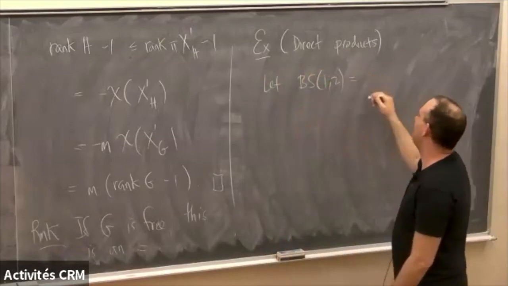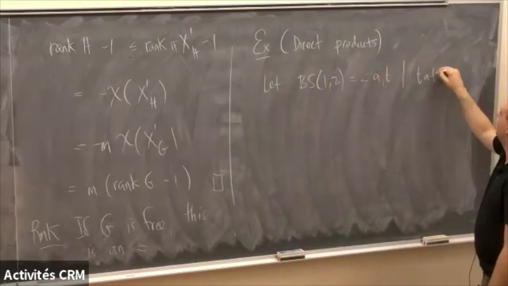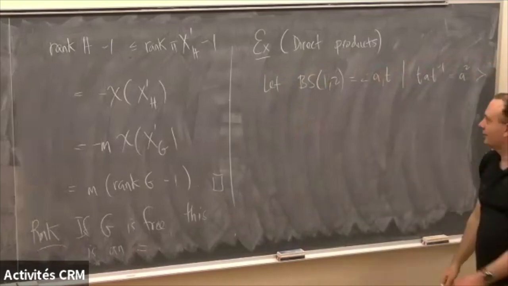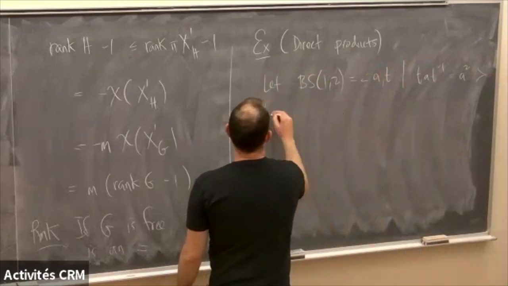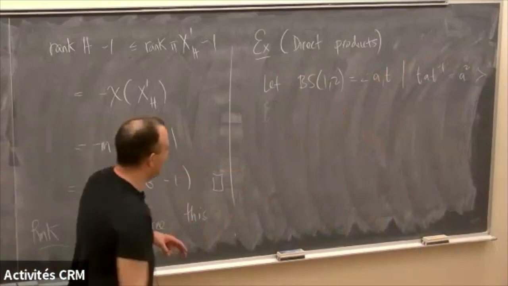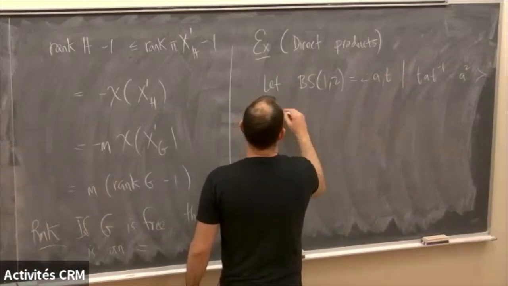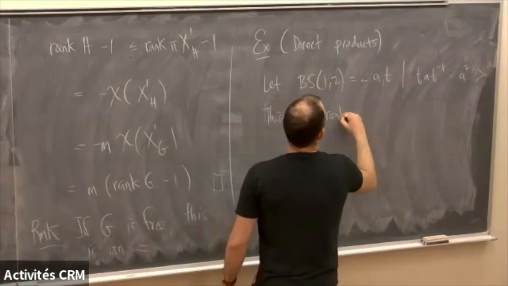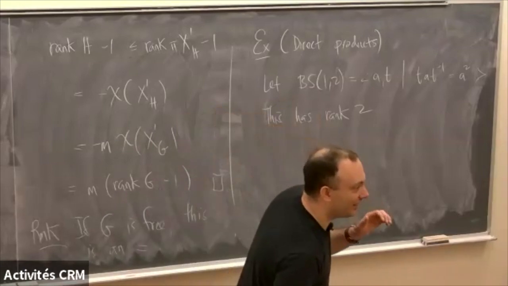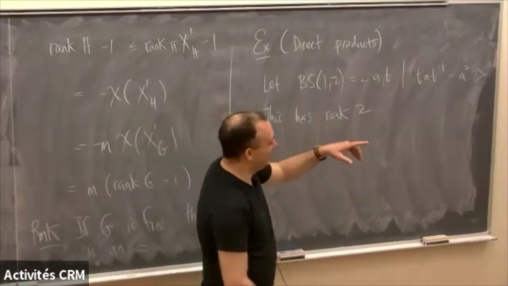Let BS12 be the Baumslag-Solitar group. This is generated by A and T, where TAT inverse is equal to A squared. Okay, what's the rank of this, by the way? 2. Okay, this has rank 2. Why does it have rank 2? I mean, easier than that, right? Yeah, right. It has rank 2.